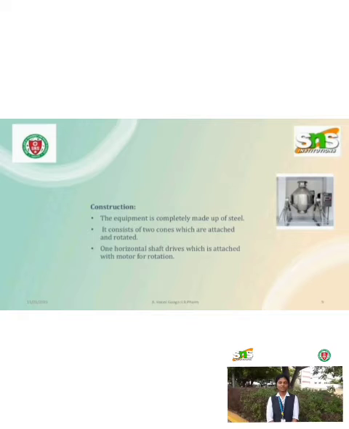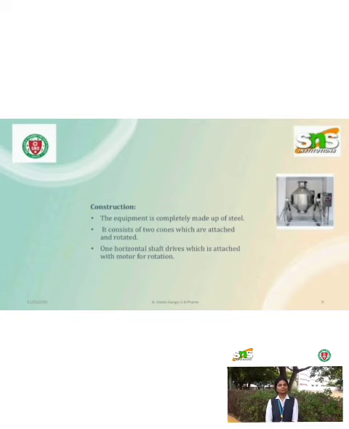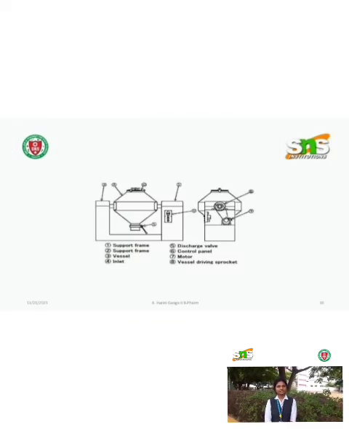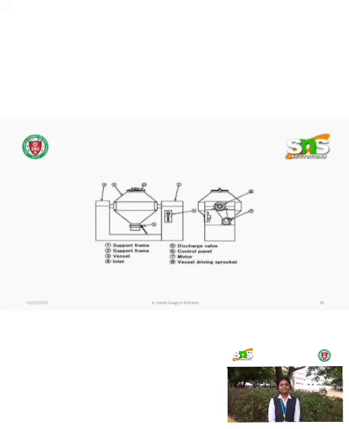Next comes the construction of our double cone blender. The equipment is completely made up of steel. It consists of two cones which are attached and rotated. One horizontal shaft drive is attached with motor for rotation. So, the clear representation of the double cone blender, where the markings of numbers show the name of the parts: support frame, vessel, inlet, discharge valve, control panel, motor, vessel driving sprocket.